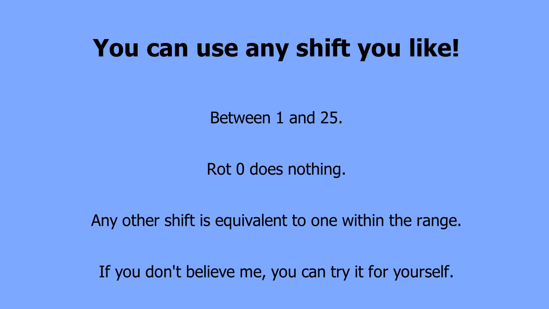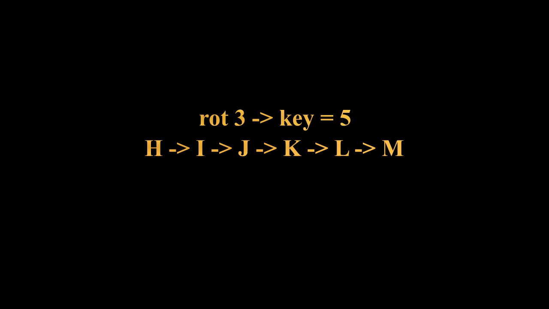So Caesar cipher isn't necessarily limited to ROT3, as I mentioned earlier. You can just use any shift you like. That particular number that you choose will be your key. So for example, if you shift it by 5, then H becomes I, J, K, L, M. So H will turn into M, and so on.